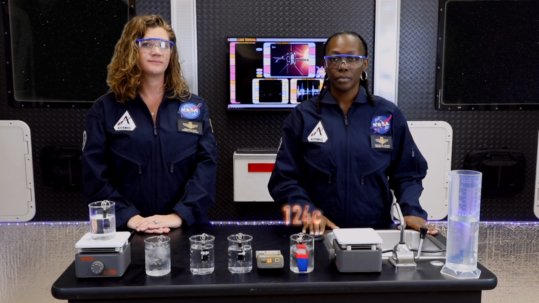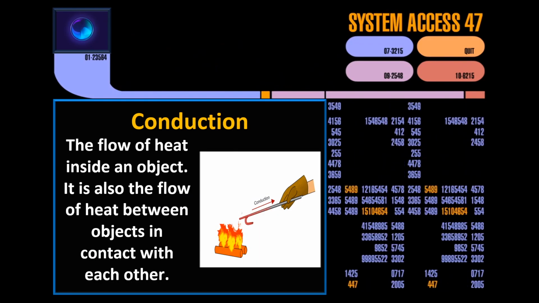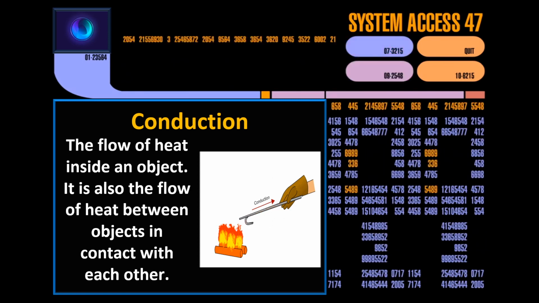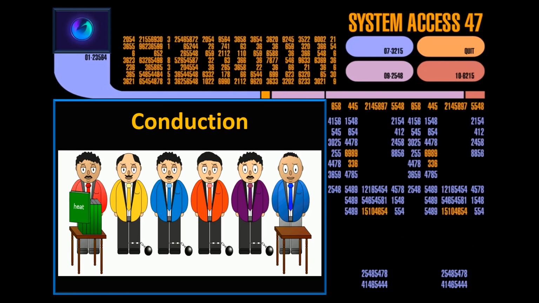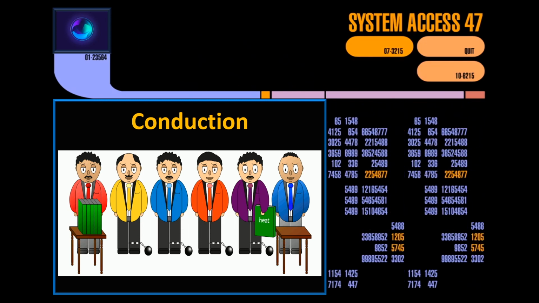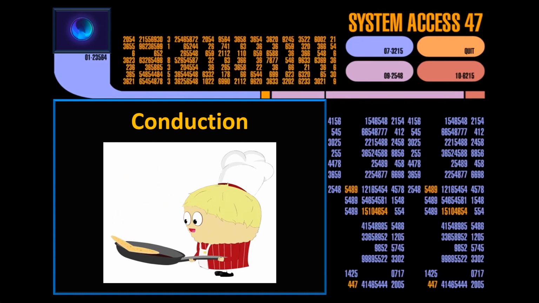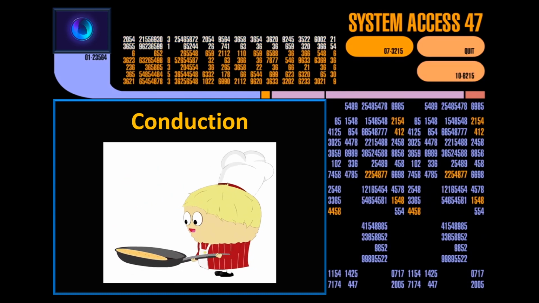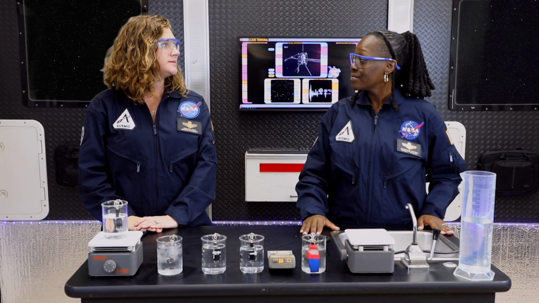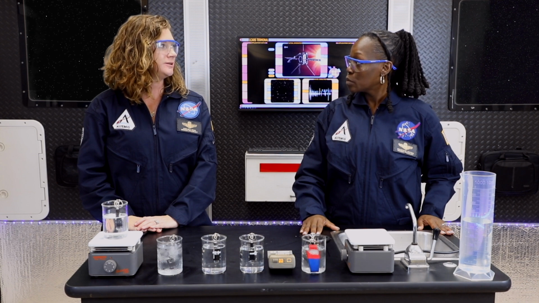Of course, Professor Baker, conduction is the flow of heat inside an object. It is also the flow of heat between objects in contact with each other. For instance, one piece of metal could conduct heat from another piece of metal if the two are touching each other. Or another example would be the flow of heat from a hot frying pan to food placed on the pan to cook. Professor Baker, is there an easy way for students to remember the process of conduction?